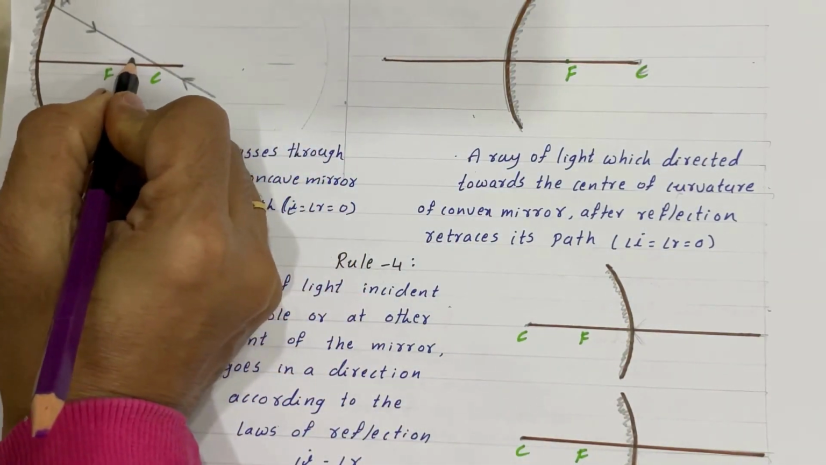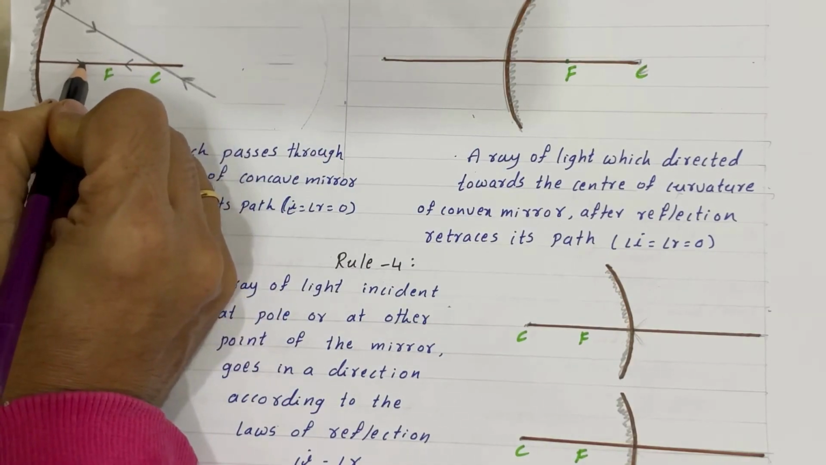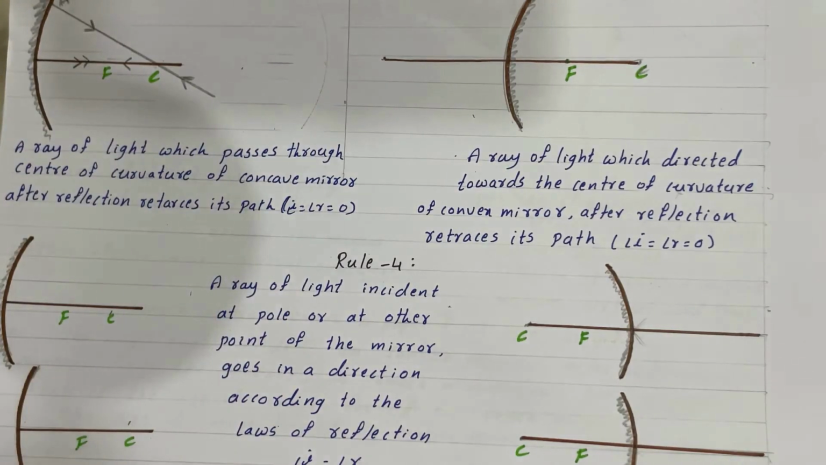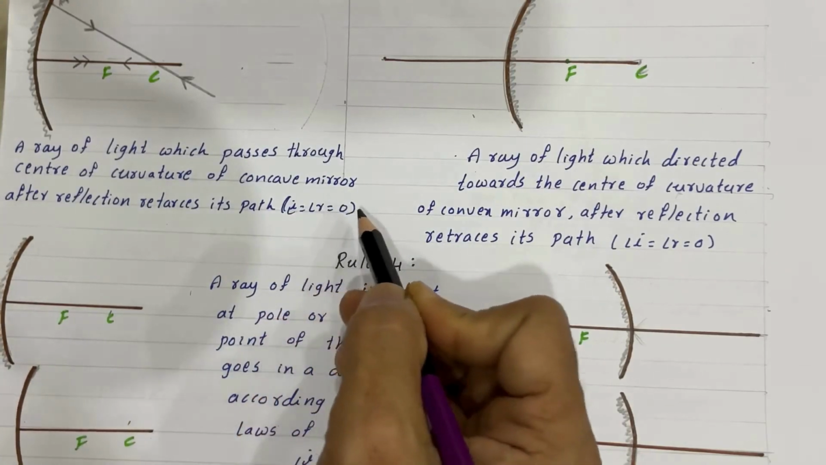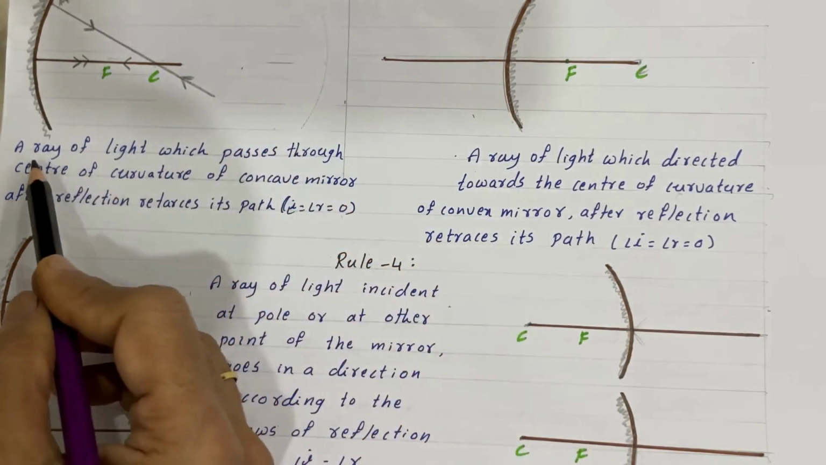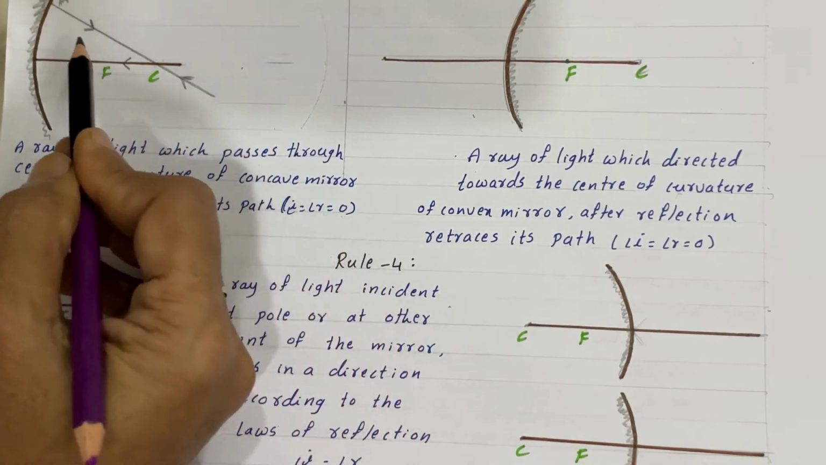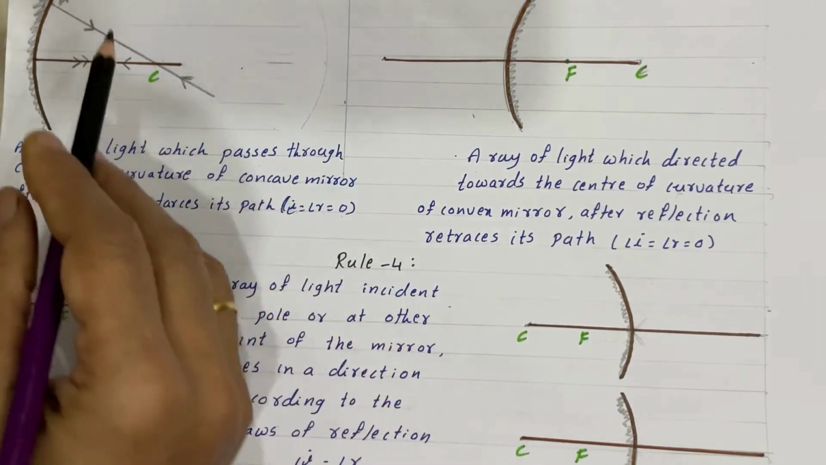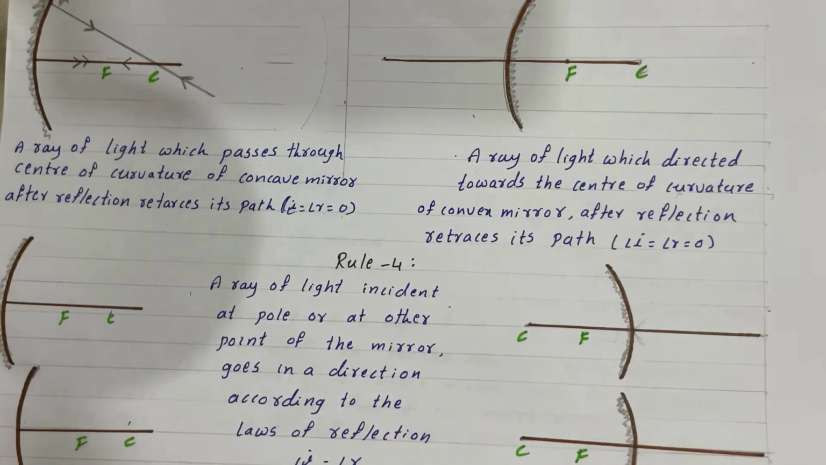Suppose this is the incident ray direction. This reflected ray retraces its path. Here angle I is equal to angle R is equal to 0. Our third rule is: a ray of light which passes through the center of curvature of a concave mirror, after reflection, retraces its path.